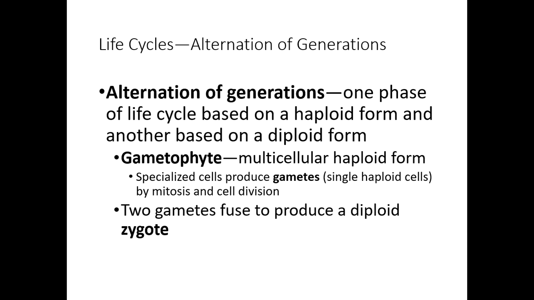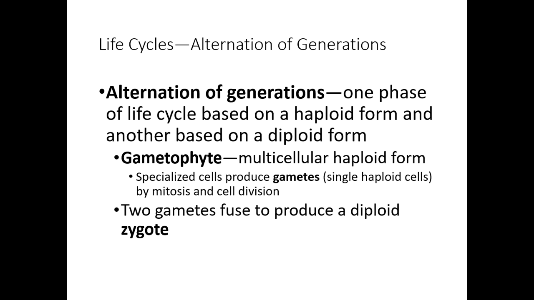And you want to recognize this term gametophyte, because the gametophyte is going to play an important role when we get to ferns. We're going to see it, and also some other plants as well. But alternation of generation, one phase of the life cycle is based on haploid, the other on diploid. So specifically the gametophyte is this multicellular haploid form. So really weird. You don't think about a haploid cell like an egg or a sperm being multicellular, right? It's not something that we have. But in plants, we do see this multicellular gametophyte.